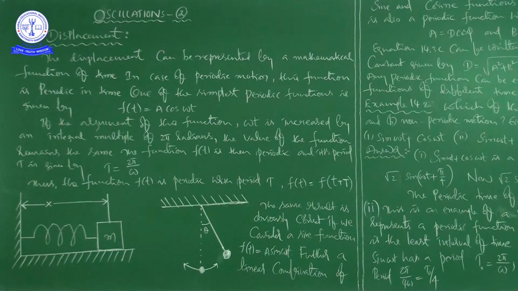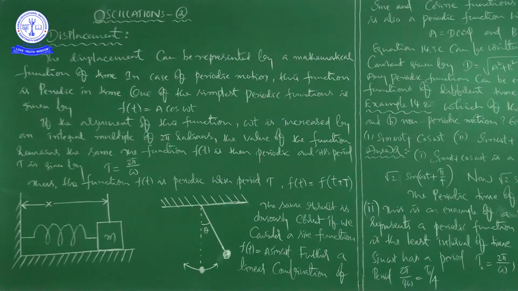Generally it is convenient to measure displacement of the body from its equilibrium position. This is the equilibrium position. For example, you displace it from here to somewhere and then leave it. Then it comes back and goes there. So it is a to and fro motion, which you can say is the oscillatory motion of a block.